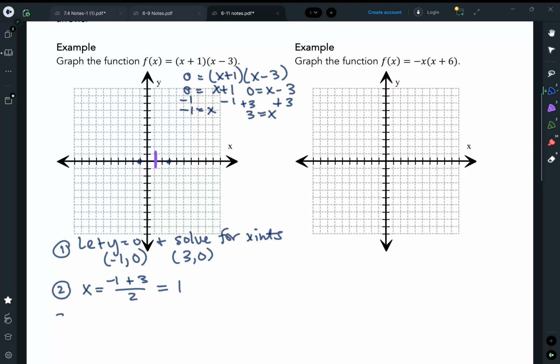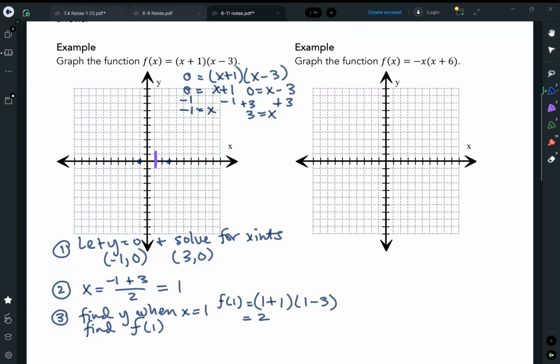Now I've got to find my y when x equals 1, which means I'm finding f of 1. So I'm going to go back up here to my function and substitute 1. So f of 1 is going to equal 1 plus 1 times 1 minus 3. Well, 1 plus 1 is 2. 1 minus 3 is negative 2. So that's going to be negative 4.